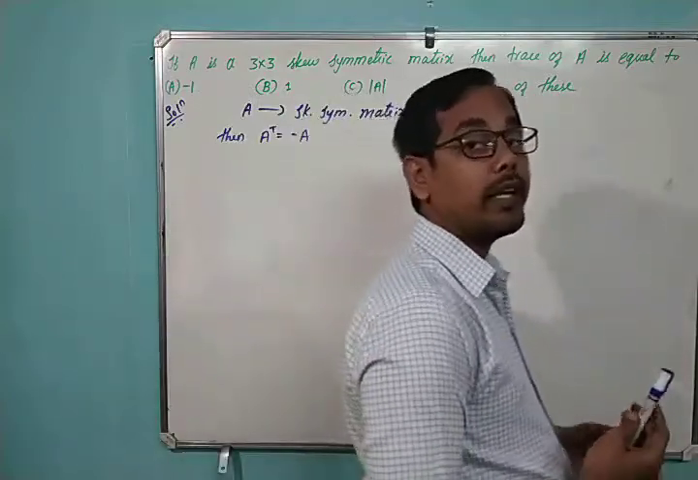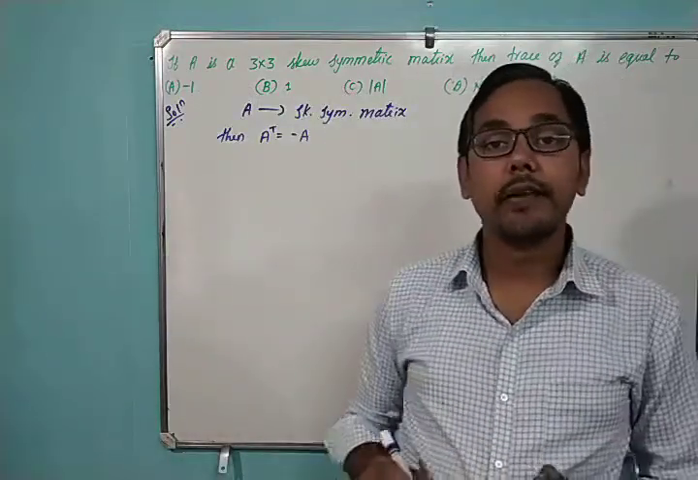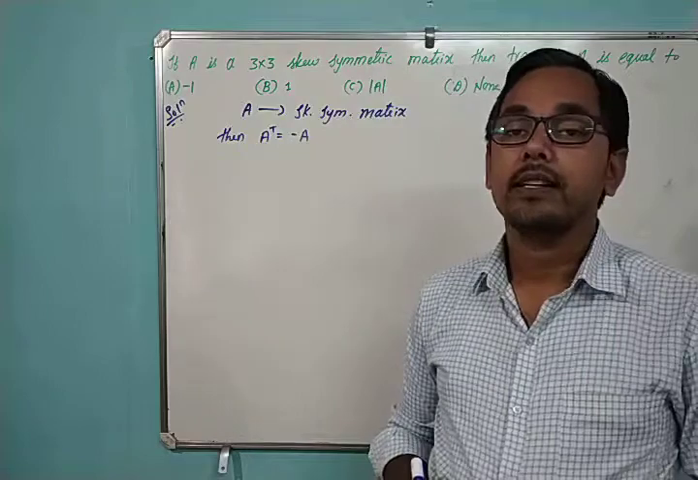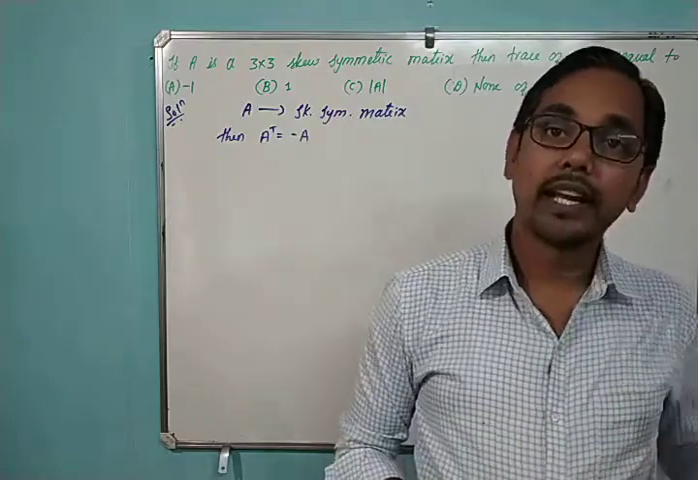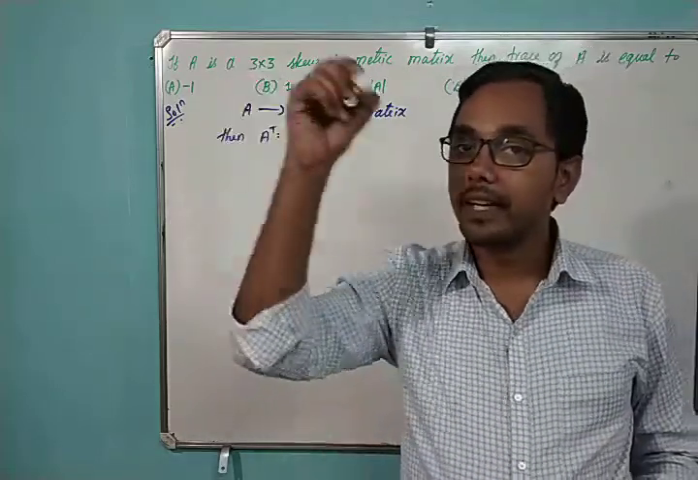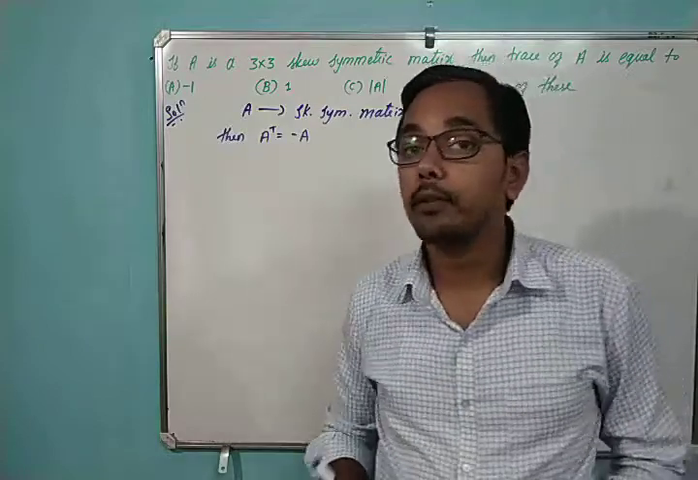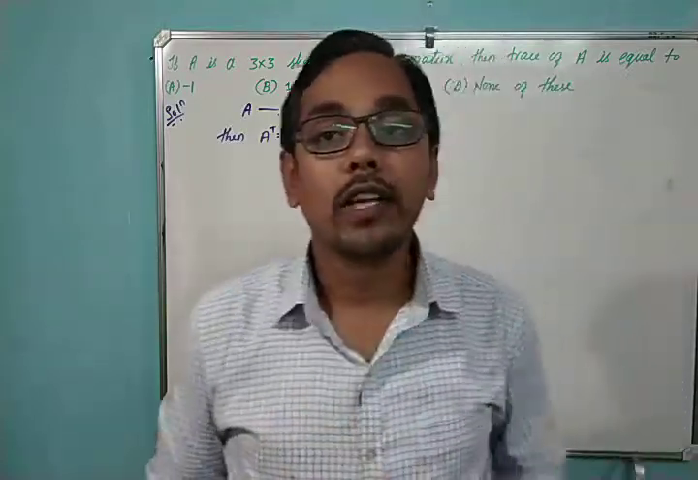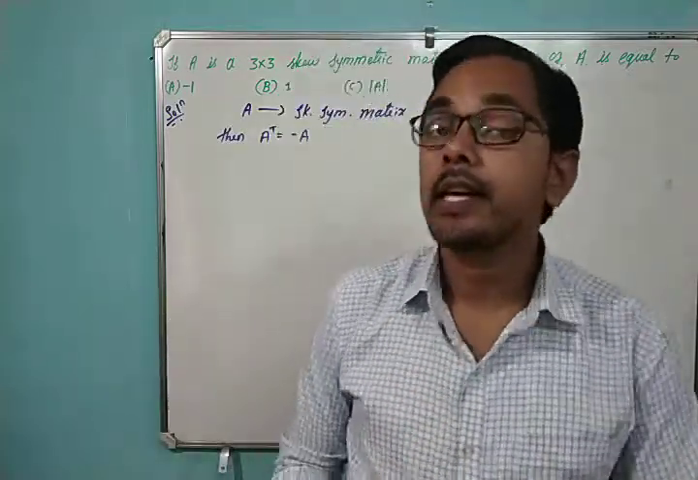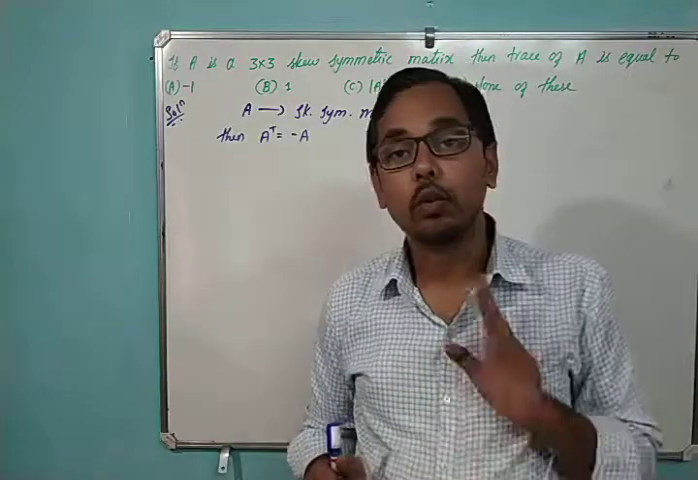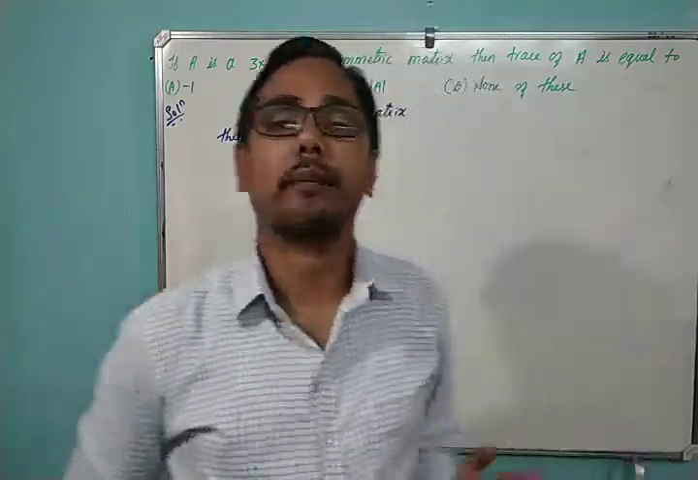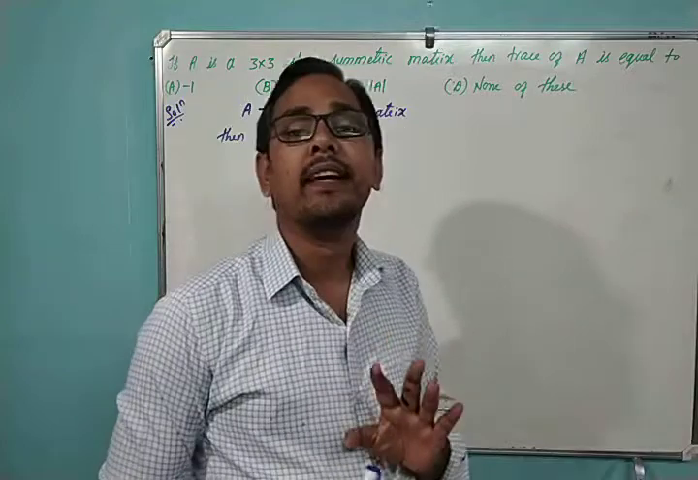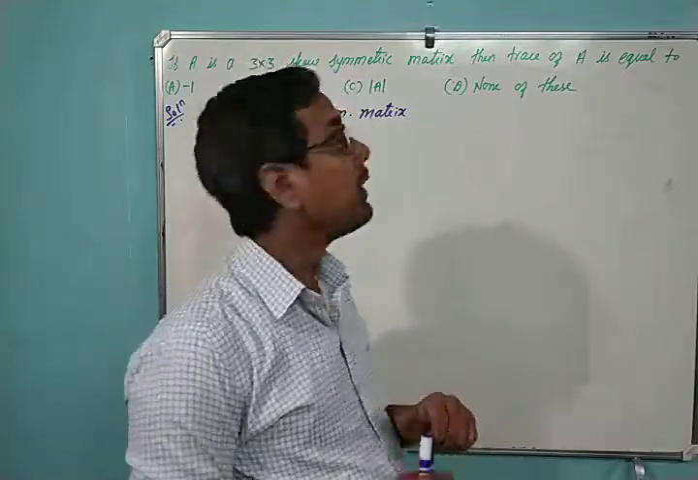And what will be the diagonal elements of any skew symmetric matrix? That is A11, A22 and A33. What will be the value in a skew symmetric matrix? All the elements in the principal diagonal will be 0. That is one more condition for a skew symmetric matrix. If you check any skew symmetric matrix, the principal diagonal elements will be 0.